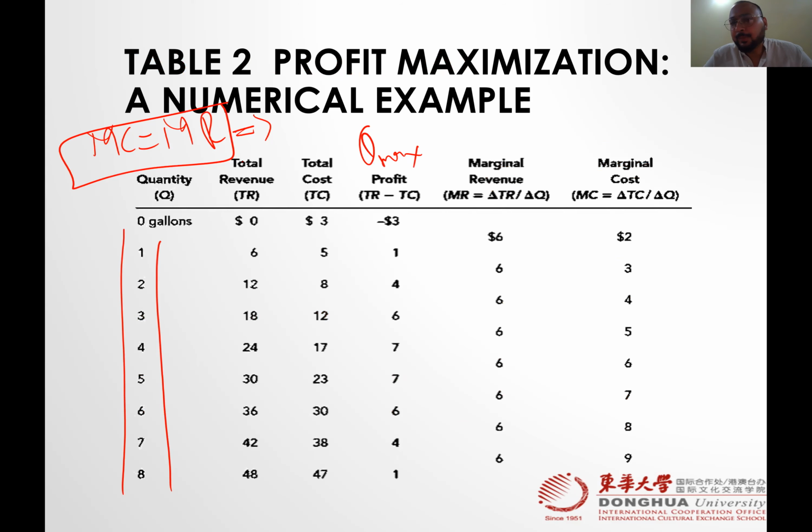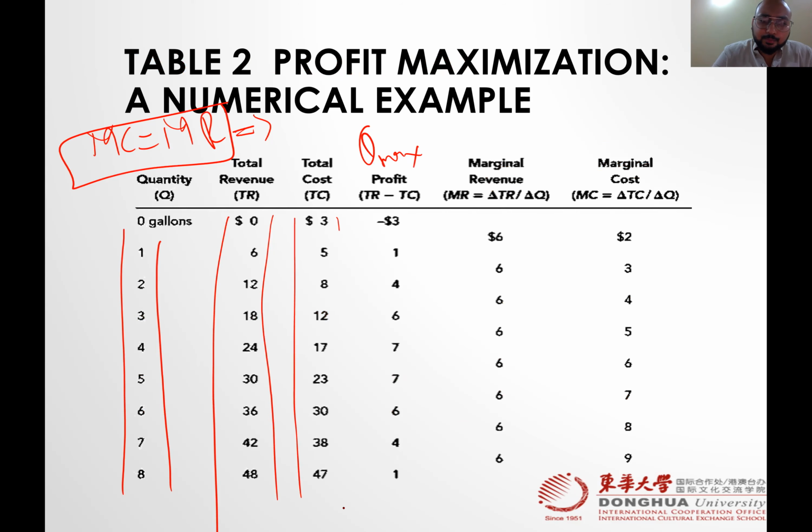Let's prove it. So this is the quantity, this is the total revenue, and this is the total cost. So how do we calculate the profit? Total revenue minus total cost. You see here where the profit is maximum. At 4, no, we have a 6 here, 7, 7, right?